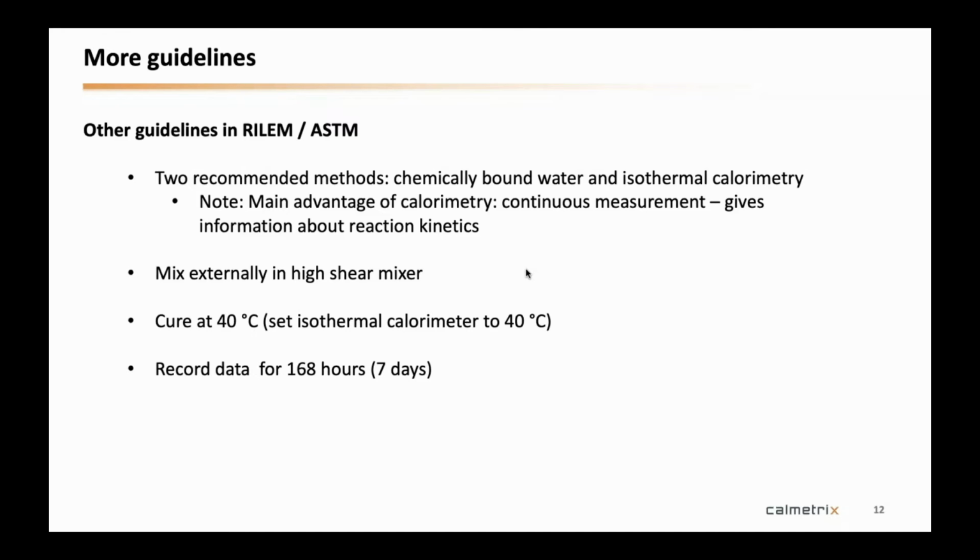The other thing that the RILEM tells you, and the SCM2, is that you want to mix externally in a high shear mixer. Then they say we should cure at 40 degrees, which means setting the isothermal calorimeter to 40 degrees, then record data for 168 hours, which is 7 days. Seven days is a compromise between enough time to see a good indication of reactivity, but not too long to make it tedious. If you have to wait for a whole month, it's sort of meaningless.